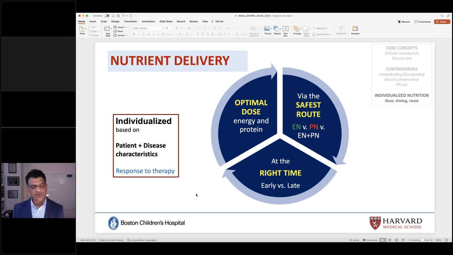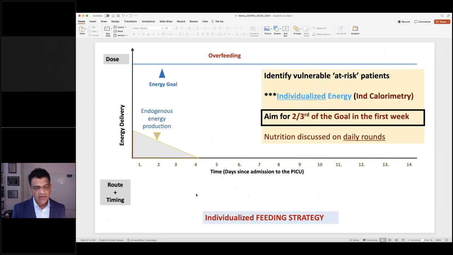Do I have the tools to measure it? Do I have the evidence? And if neither, then can I try to have an iterative approach to make sure that I'm not overdoing it? What's the right time, and what's the safest route? I've given you some ideas on where the evidence is pointing towards it, but here's what we do.